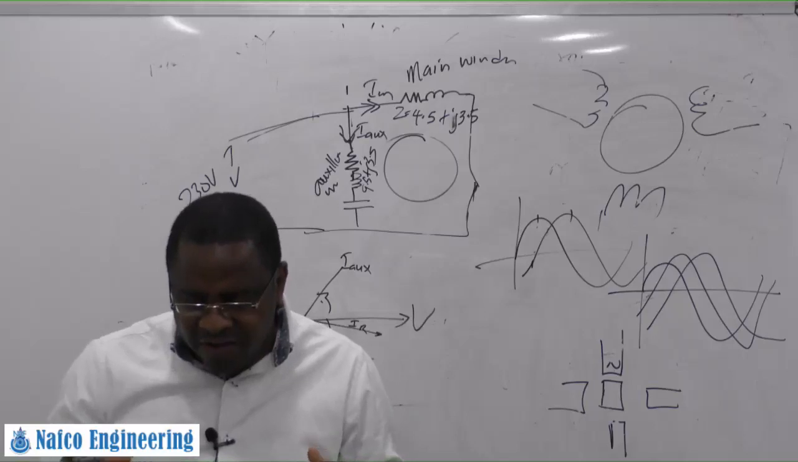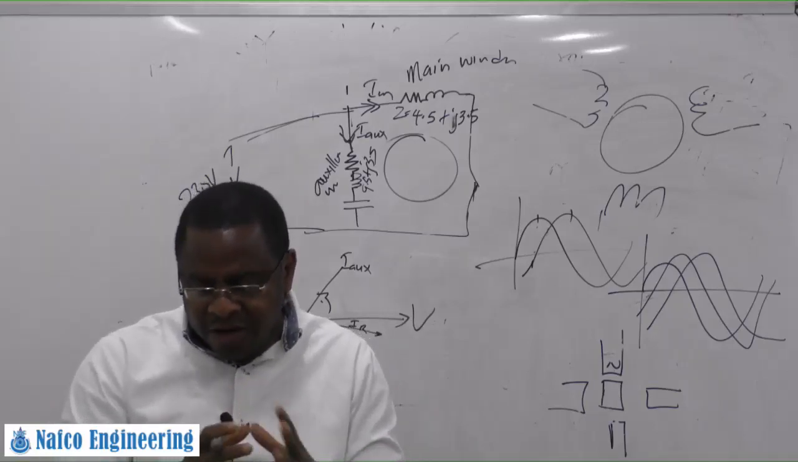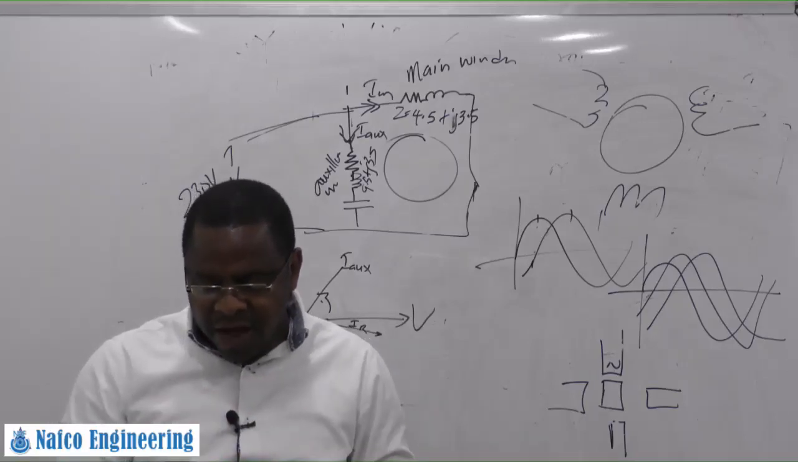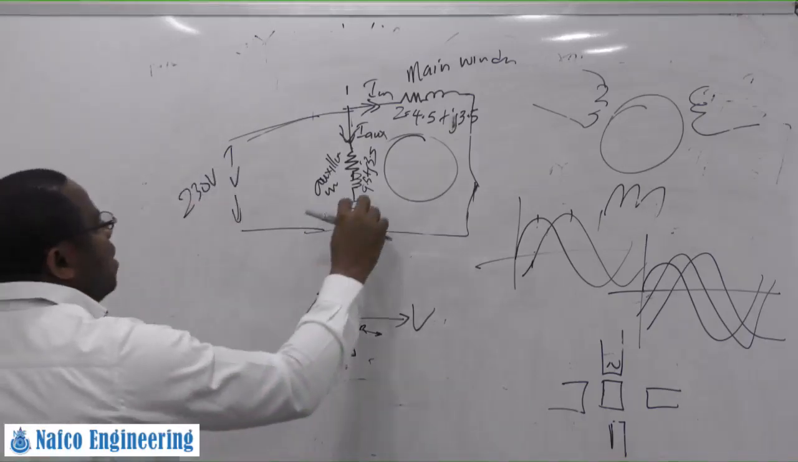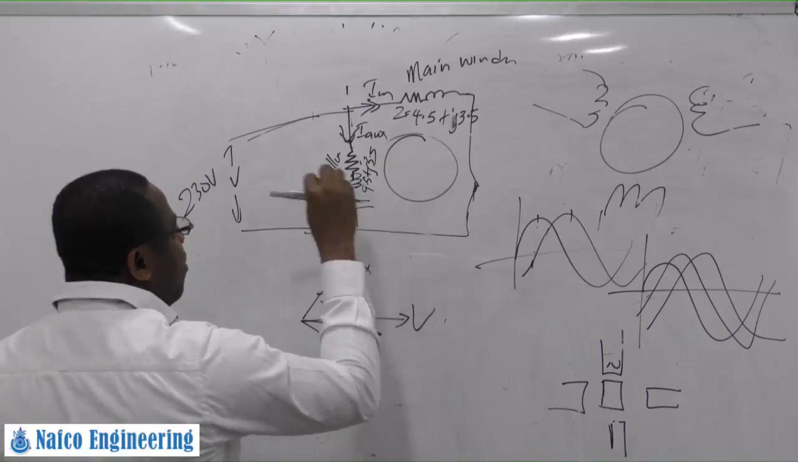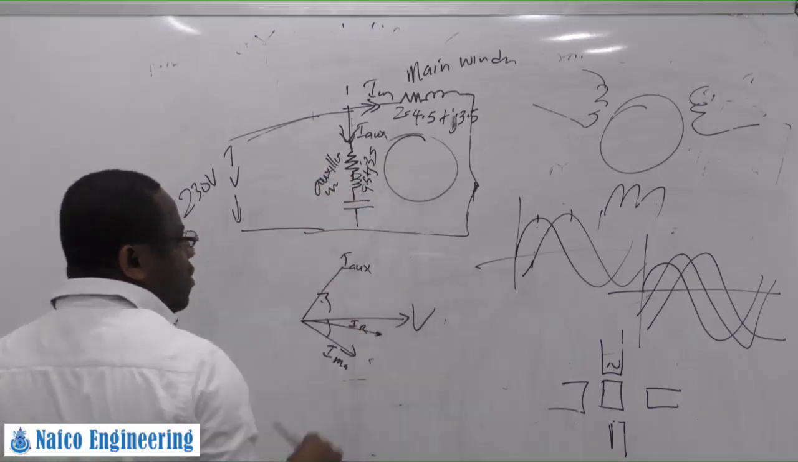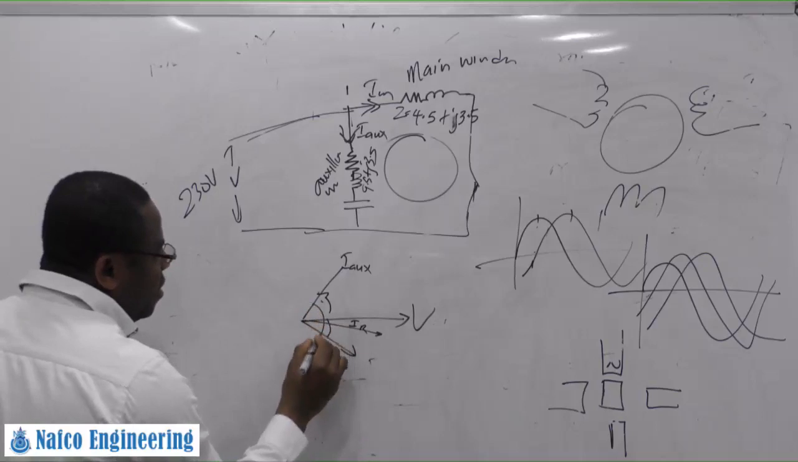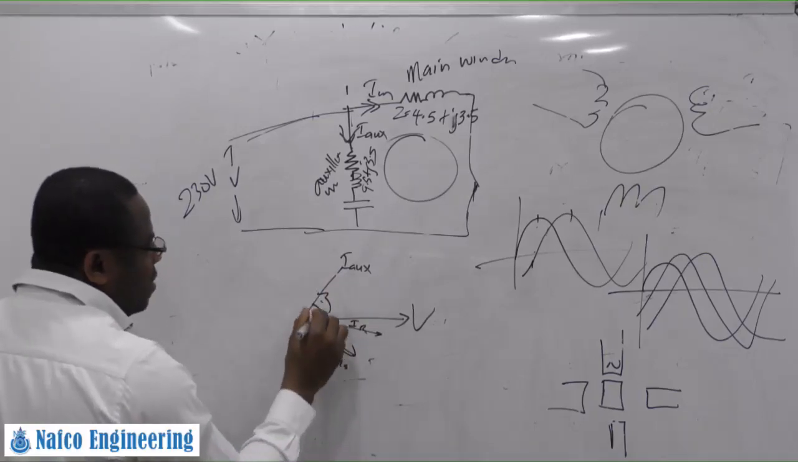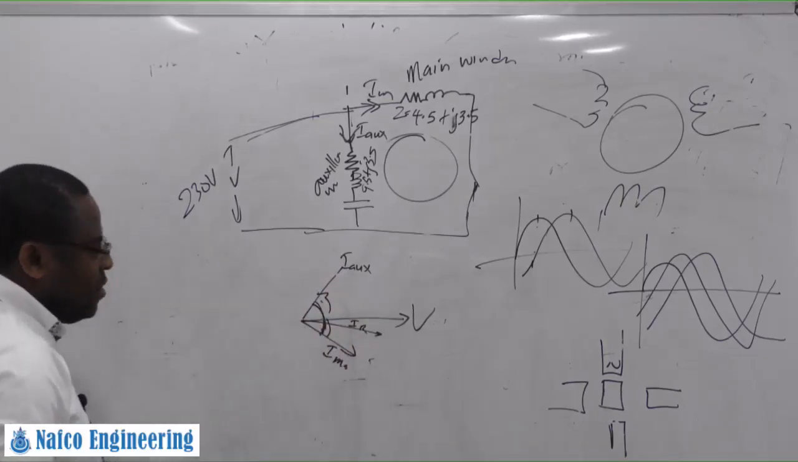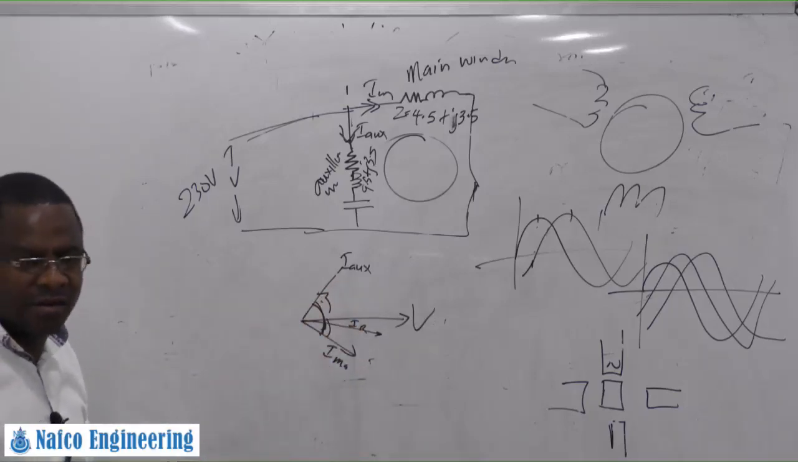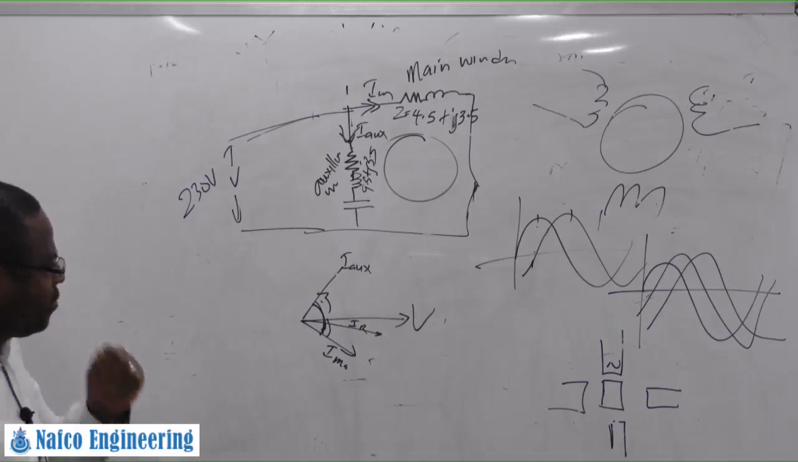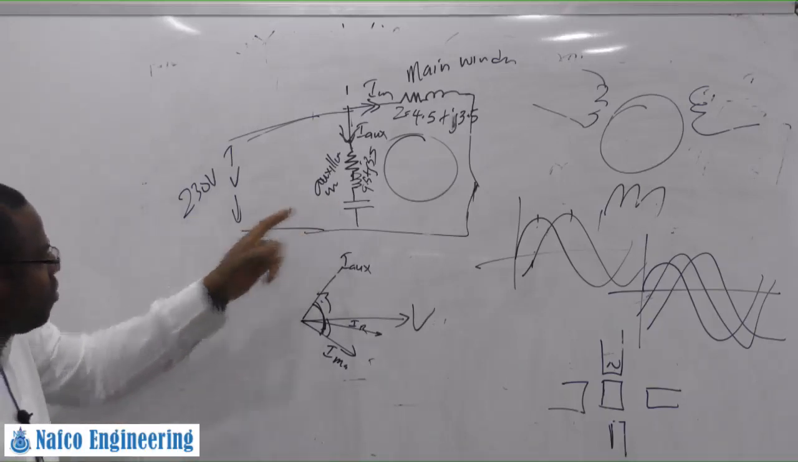Determine the value of the static capacitor that will place the main and auxiliary winding currents in quadrature. If you want to put a capacitor, how much capacitance are you going to put here so that the angle between this and that is 90? You want the angle between the auxiliary and the main winding to be 90 degrees. So I need to put a capacitor there.